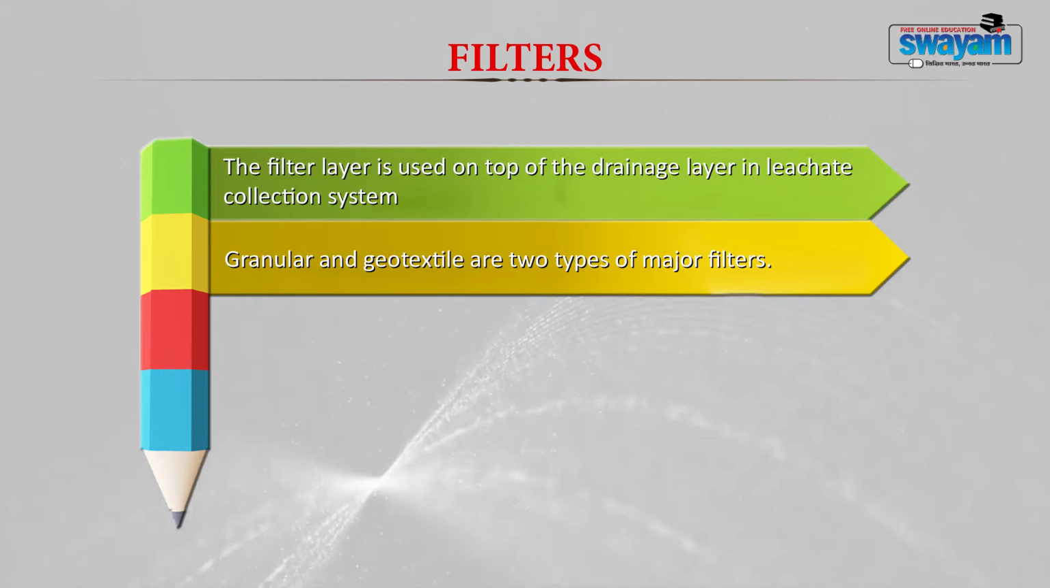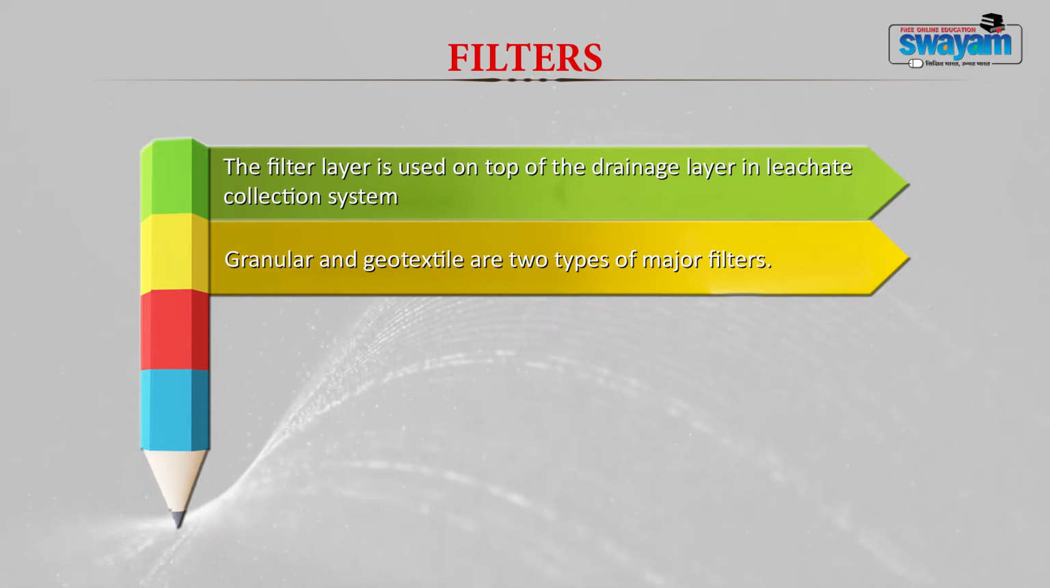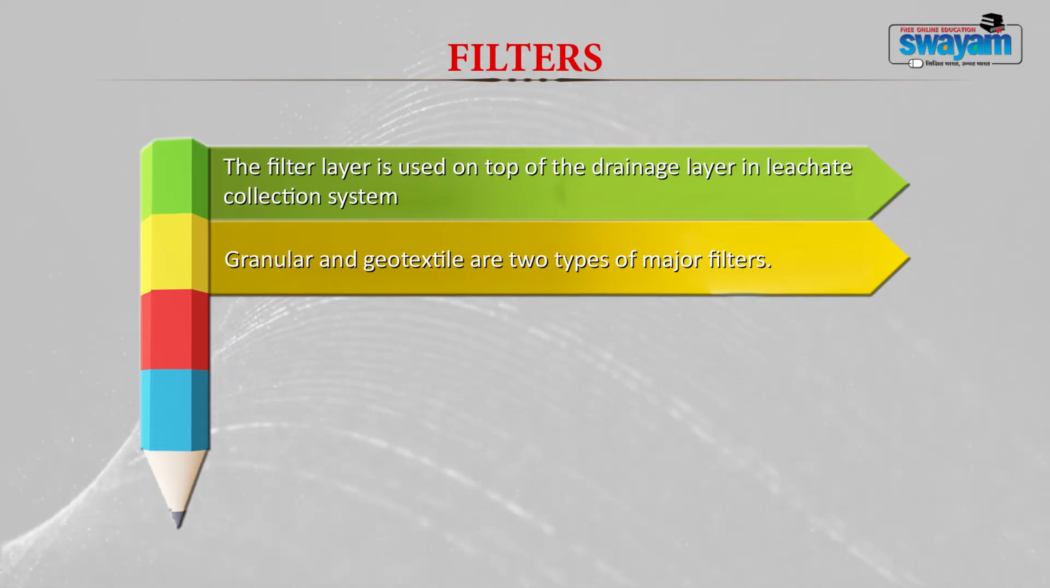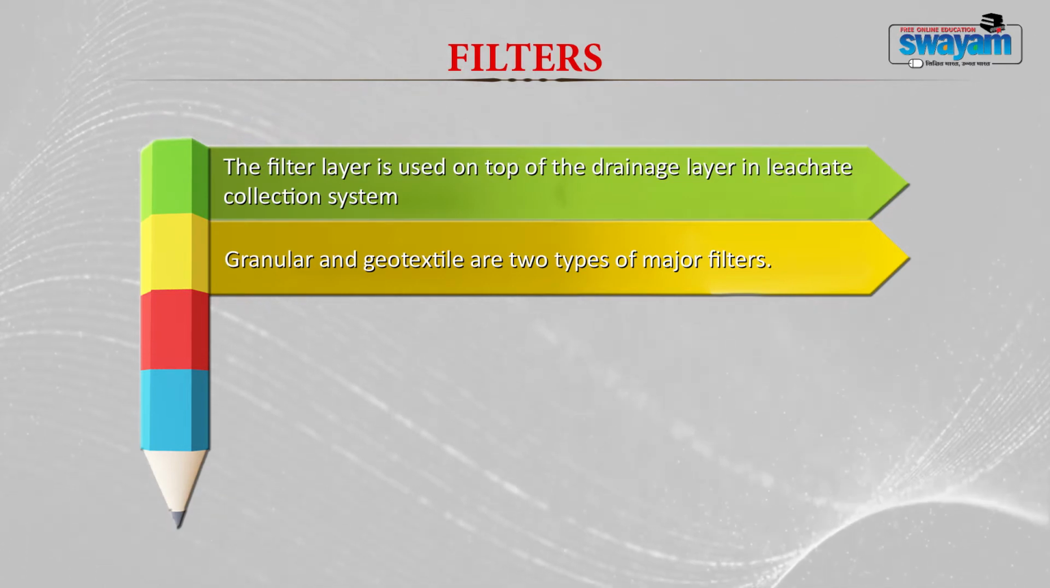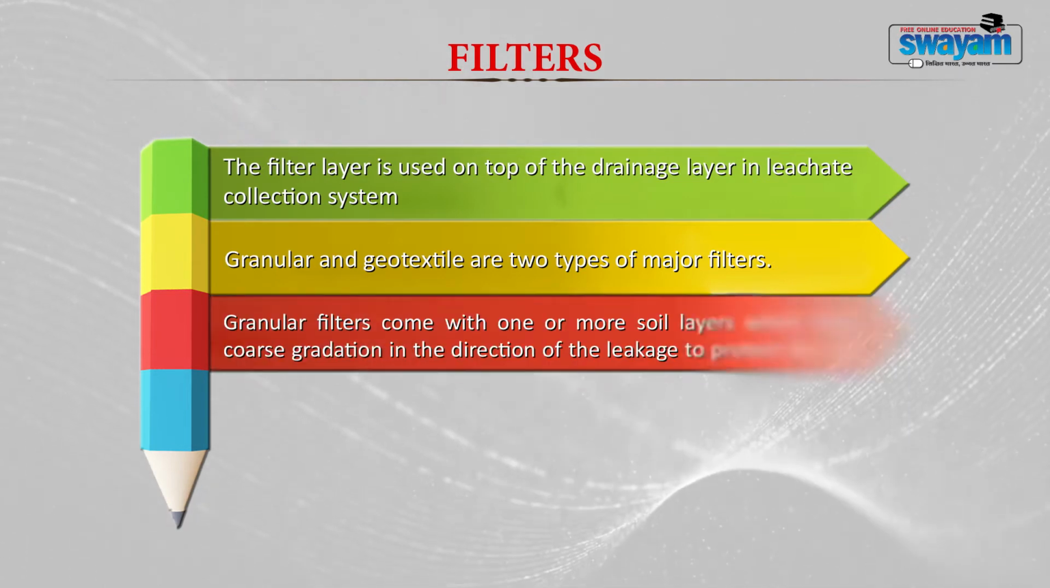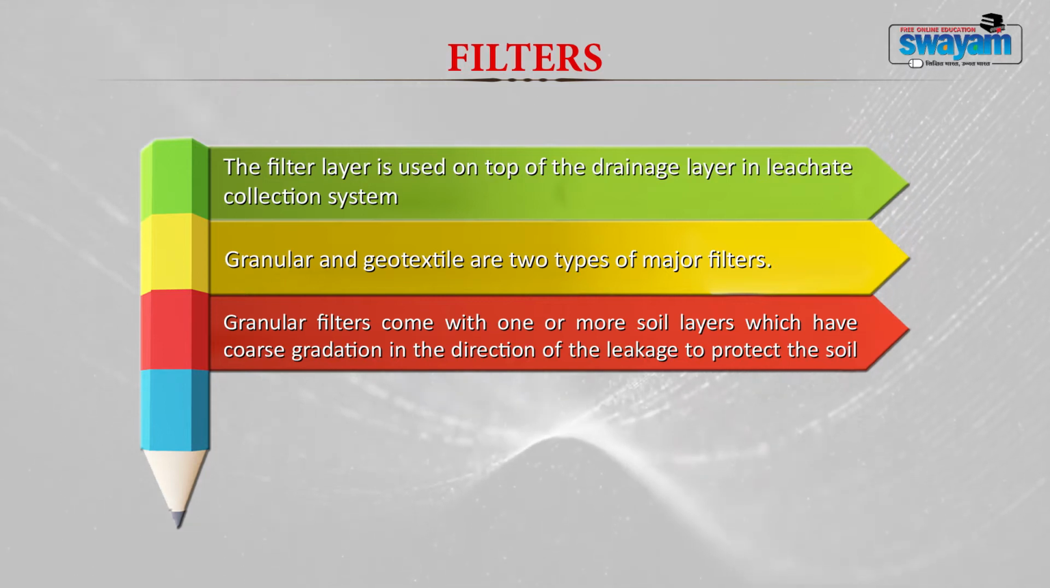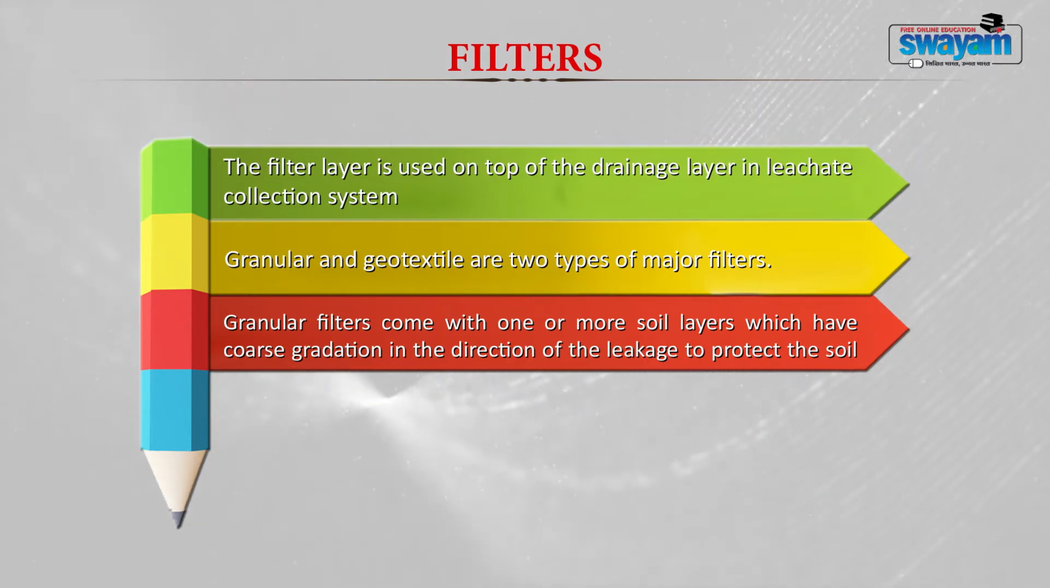Now, what they do is they prevent or avoid the entry of coarser materials into this leachate drainage system and protect it from blocking. The granular filters come with one or more soil layers which have coarse gradation in the direction of leakage so that the soil is protected from leakage of leachate.